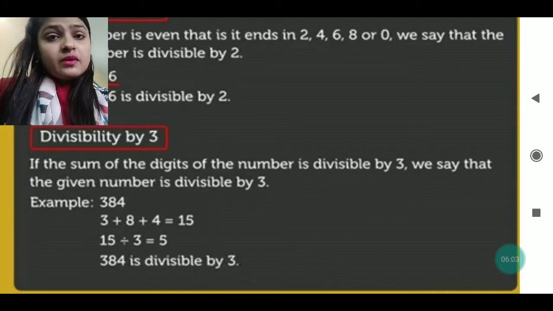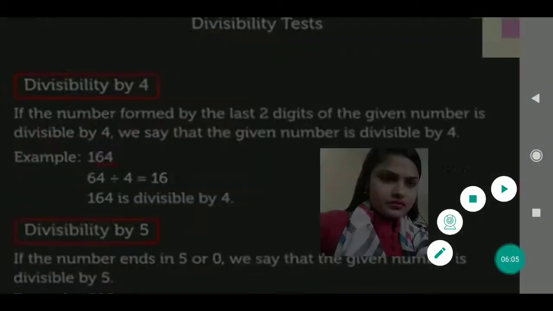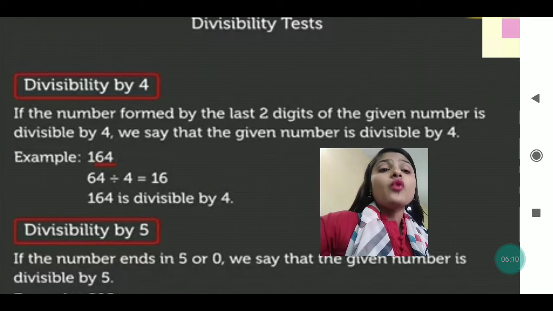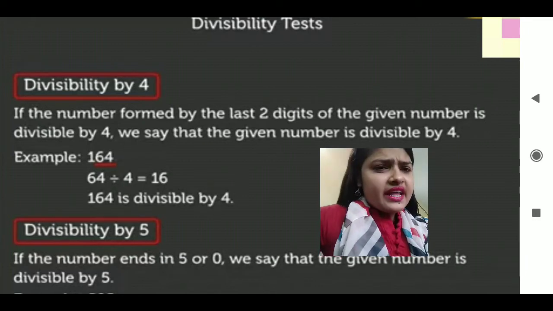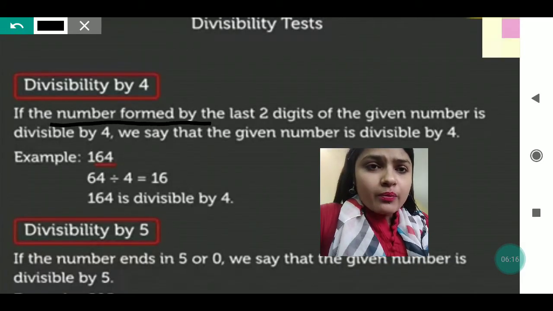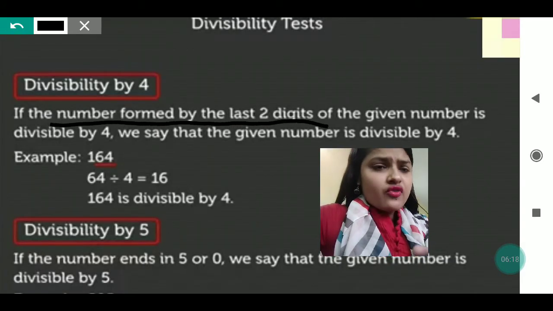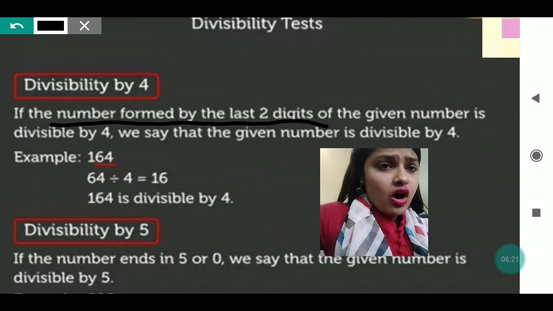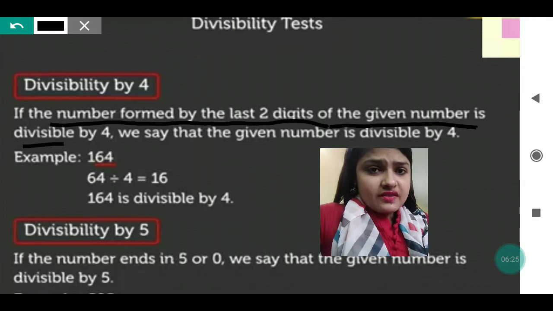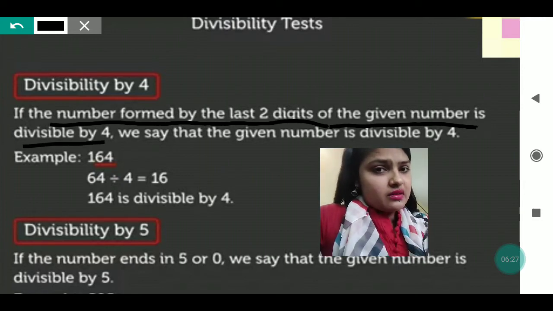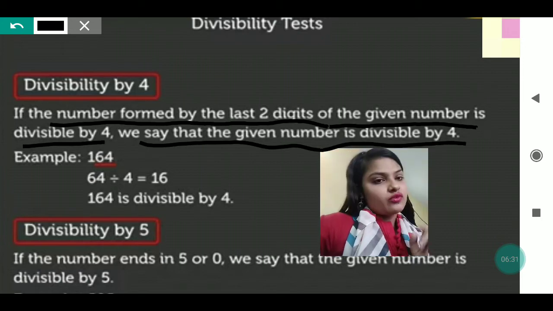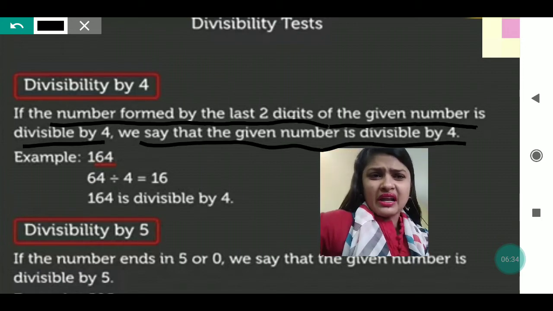Now let's move on to the divisibility of 4 and 5. So students, now we are here with the divisibility of 4. What is written, just see everyone. If the number formed by the last two digits of a given number is divisible by 4, we can say the given number is divisible by 4. What does it mean, formed by the last two digits?